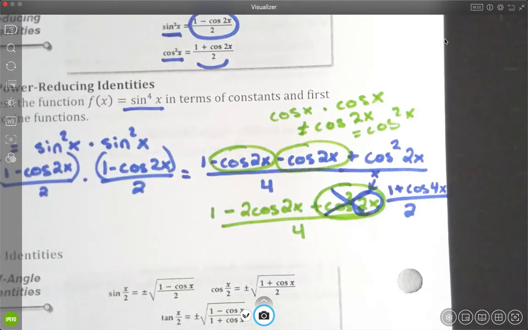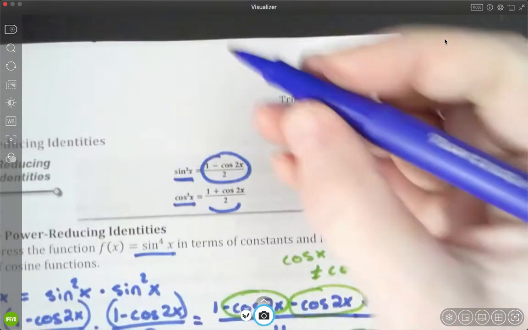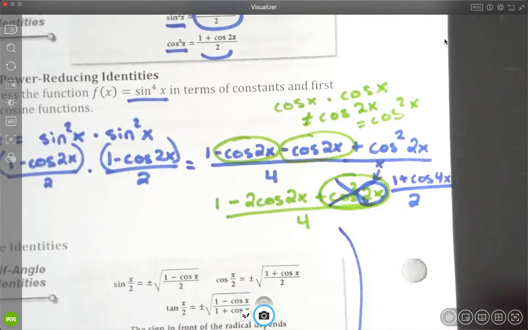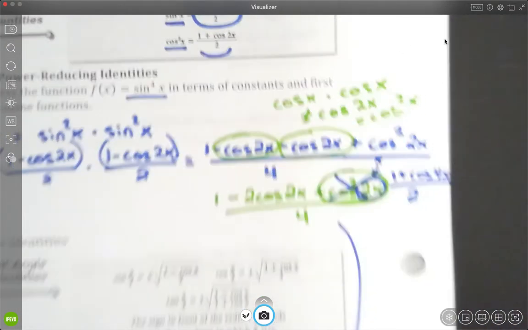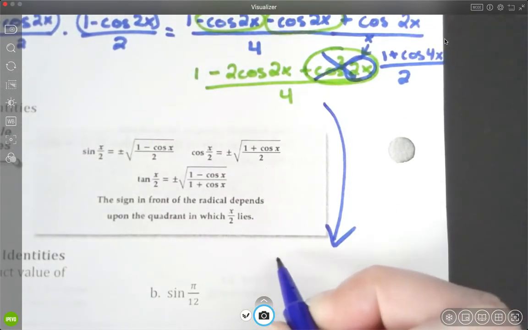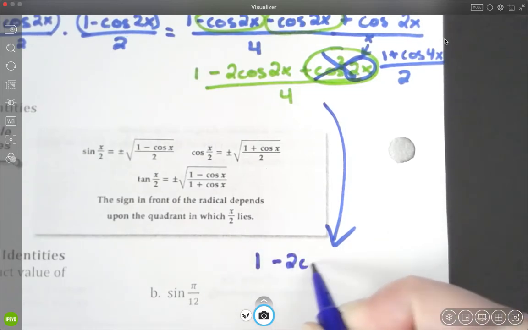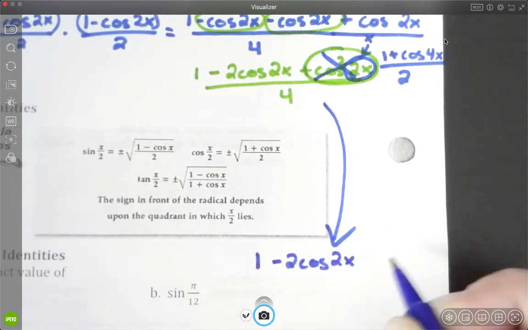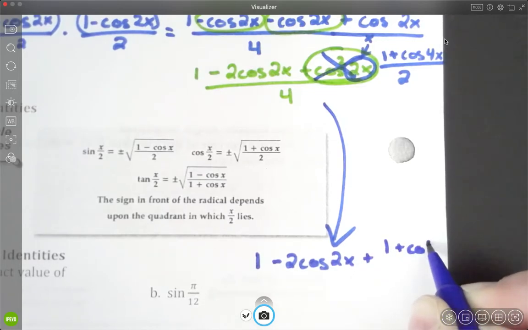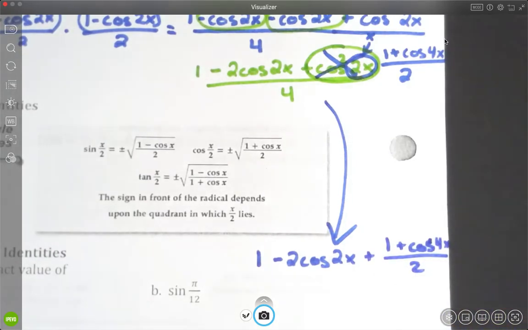All right, let's do this. I'm going to write them all the way down here, so we see what we have on the top. Watch this carefully. What we have on the top is 1 minus 2 cosine of 2x plus 1 plus cosine of 4x over 2. And on the bottom, all the way across the bottom, we have 4.